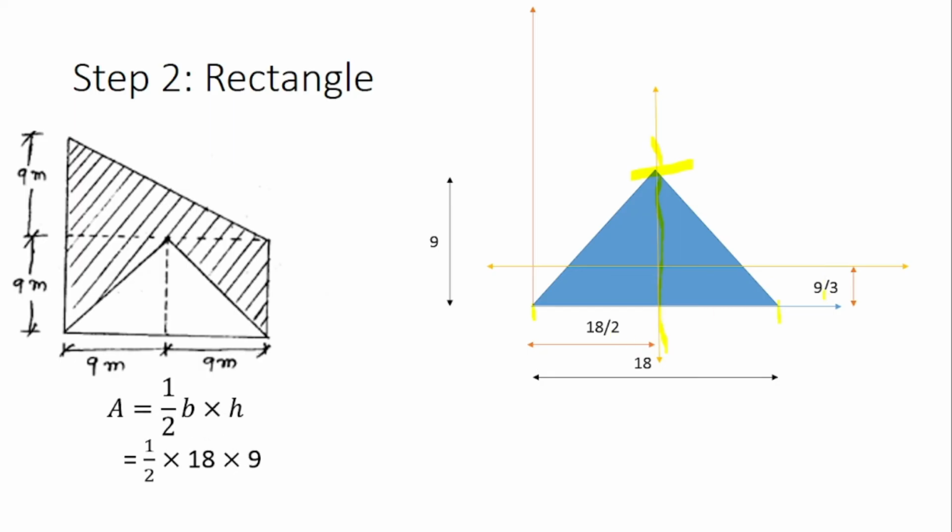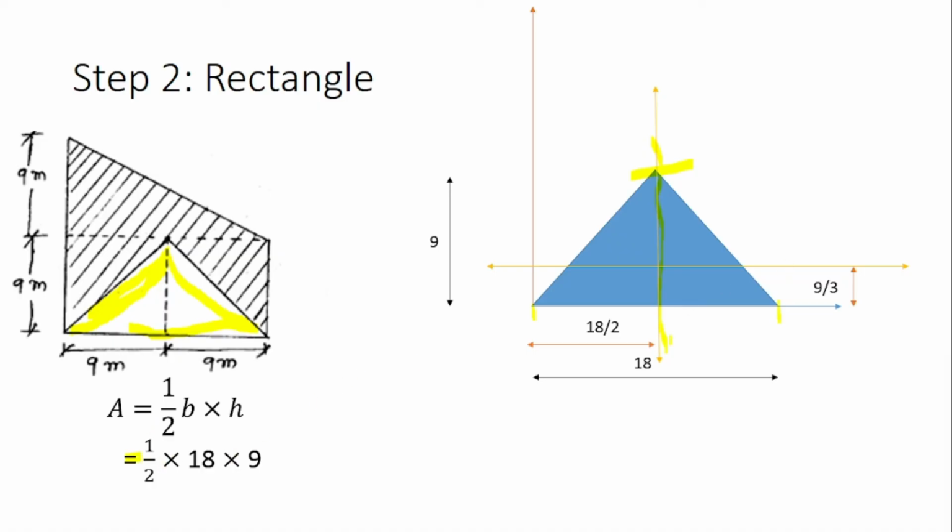Now we'll try to find out the area of this triangle. So this area is equal to half base into height. So base of this triangle is 9 plus 9, so it is 18 meters. So we'll write 18, and height of this triangle is 9 meters. Right. So 18 into 9 into 1 by 2. But one more thing to remember is that we should subtract this triangle from the original shape. That's why a negative sign should come here. So minus 1 by 2 into 18 into 9.